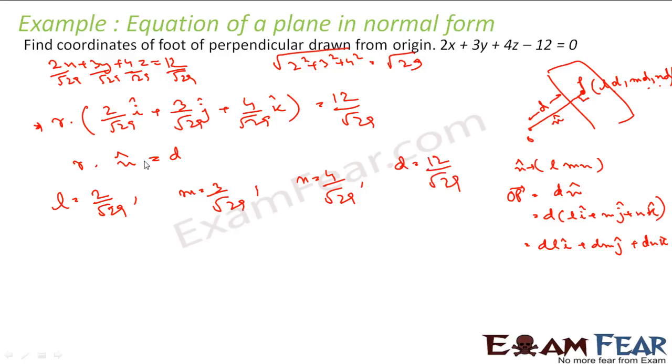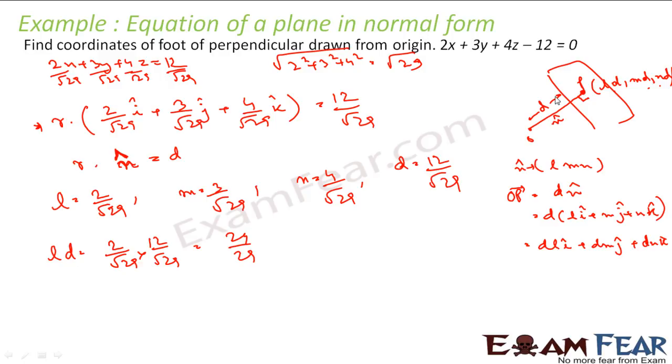Please note, it is always r dot n cap is equal to d. So we first converted this into n cap. This was an n vector actually, so I divided it by its magnitude to get n cap. I have every value now. The first coordinate is ld: 2 by root 29 into 12 by root 29, that is 24 by 29.